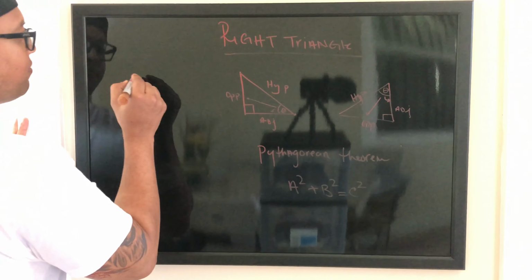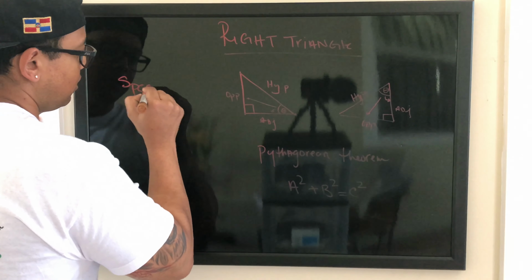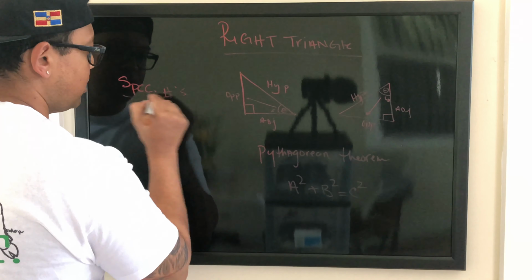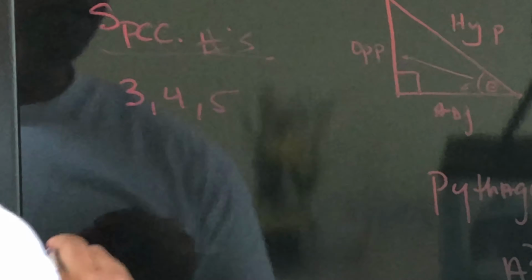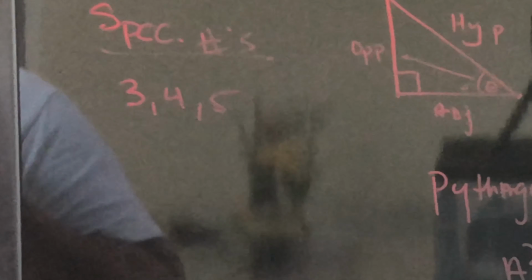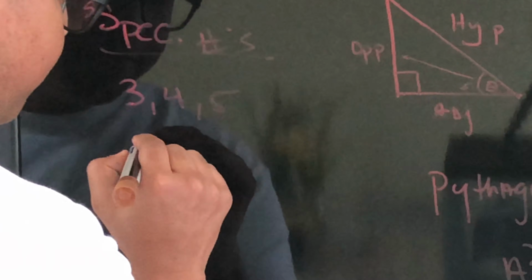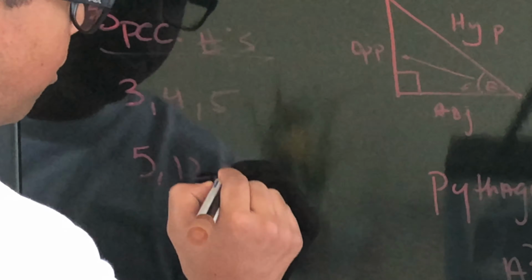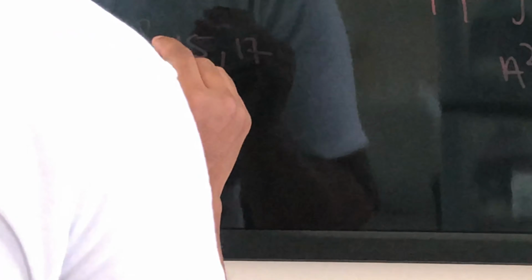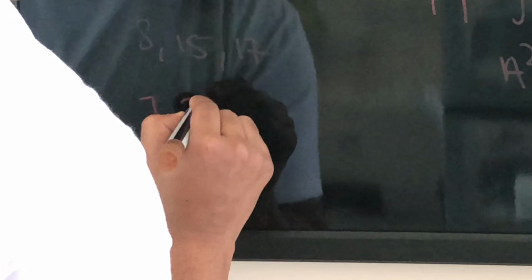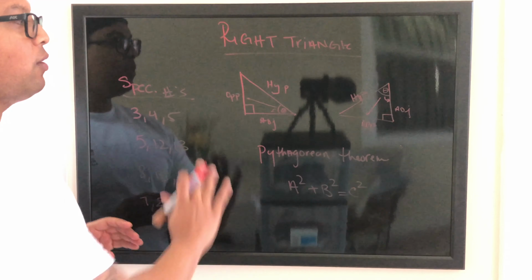All right, so you have these special numbers here. You're going to have the 3, 4, 5 right triangle. And then you're going to have the 5, 12, 13 triangle. Then you're going to have the 8, 15, 17 triangle. And then you're going to have the 7, 24, 25 triangle. These are all special numbers that are associated with the right triangle.